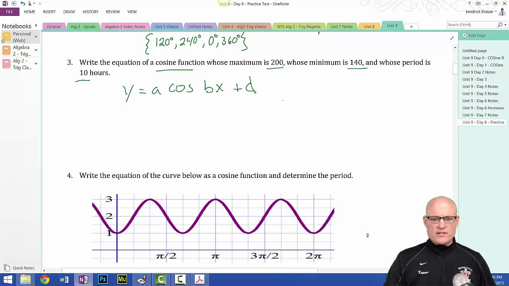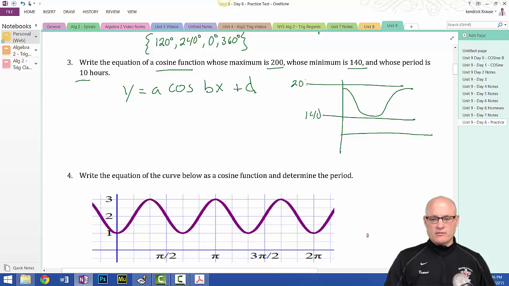The d part is going to come from these two. So basically what I have here is a cosine curve that starts high, comes down low, and goes back up high. The minimum is 140. The maximum is 200. Now that difference is 60, which means it goes up 30 and it goes down 30, which means my amplitude is 30. So I got A. A wasn't a problem. A equals 30. So 30 cosine.